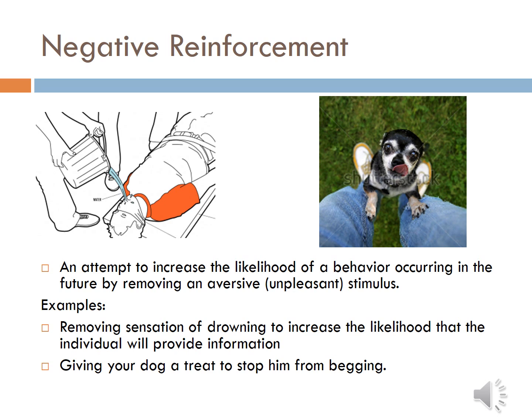A more common example would be giving your dog a treat to stop him from begging. Unfortunately, sometimes we give our dog a treat to stop them from begging because it's very annoying and we'd like them to stop. But all that does is increase the likelihood that our dogs will beg in the future. It really works against us over the long haul, but in the short term, it's pretty reinforcing.